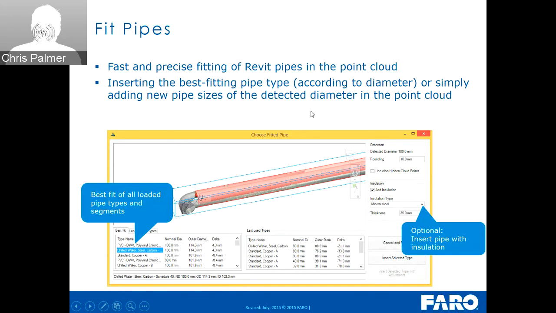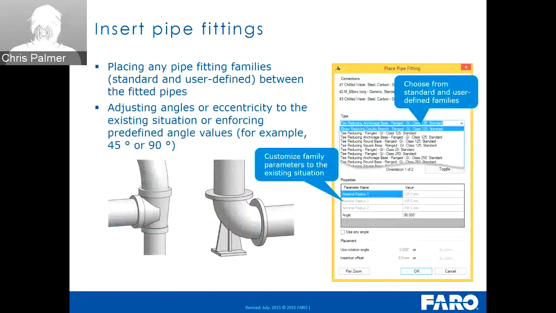What we then do, so the process has been broken down really into three main issues. We're going to fit the pipes. We're then going to go and insert pipe fittings. So we're going to do this as a separate function, and then we're going to align all of this together.